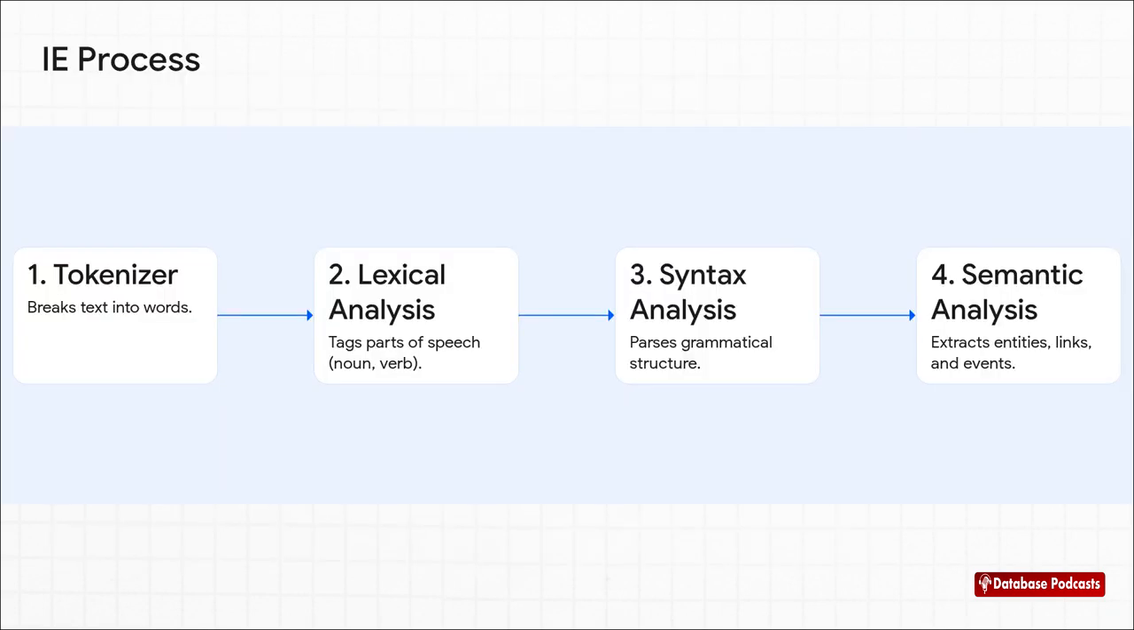The whole IE process is like a multi-stage pipeline, where each step builds a new layer of understanding. It starts simple. It breaks the text into words. Then it analyzes the grammar, tagging parts of speech. After that, it parses the syntax to figure out the sentence structure. And only then, with all of that valuable context, does it do the final semantic analysis to actually interpret the meaning and pull out the key facts we're looking for.